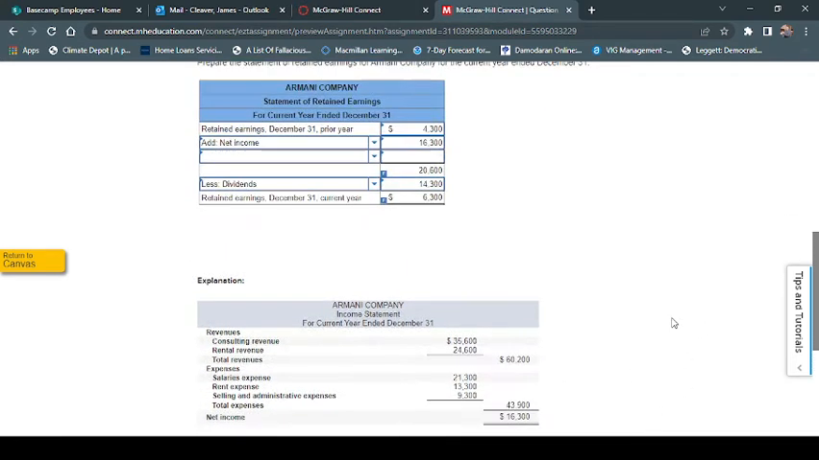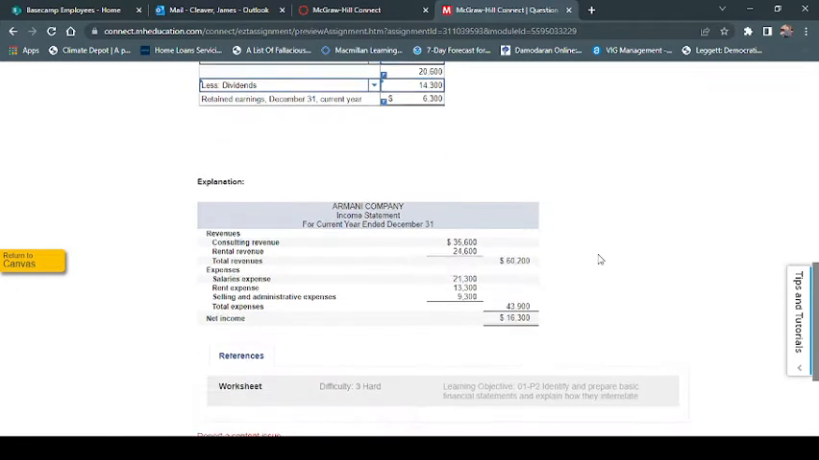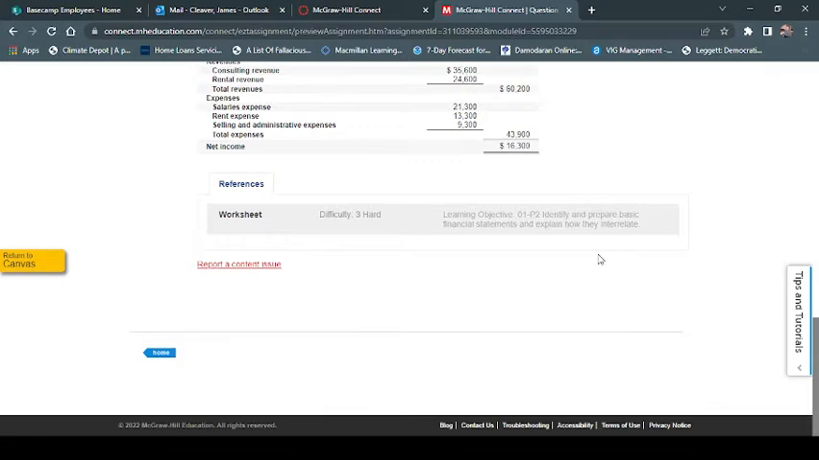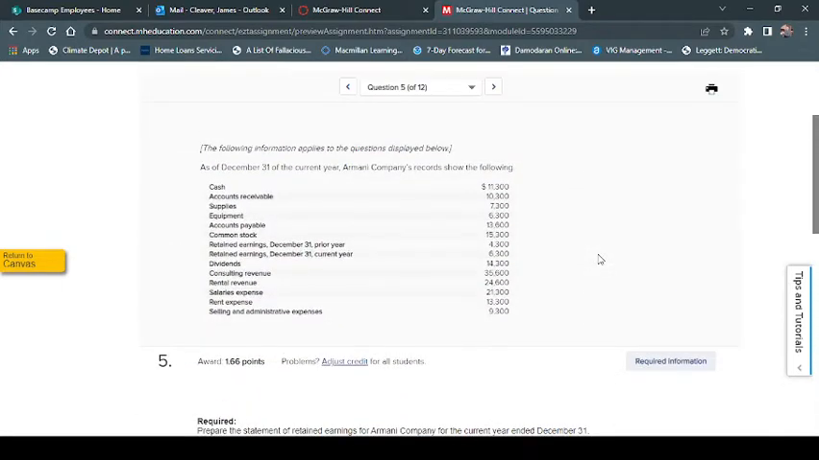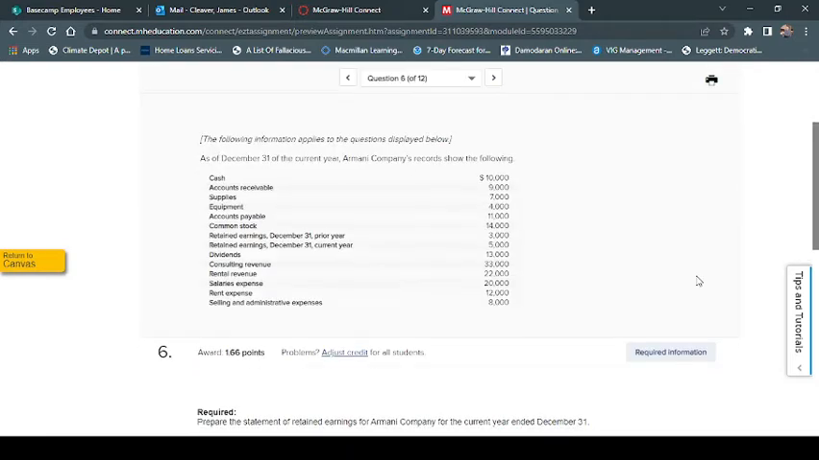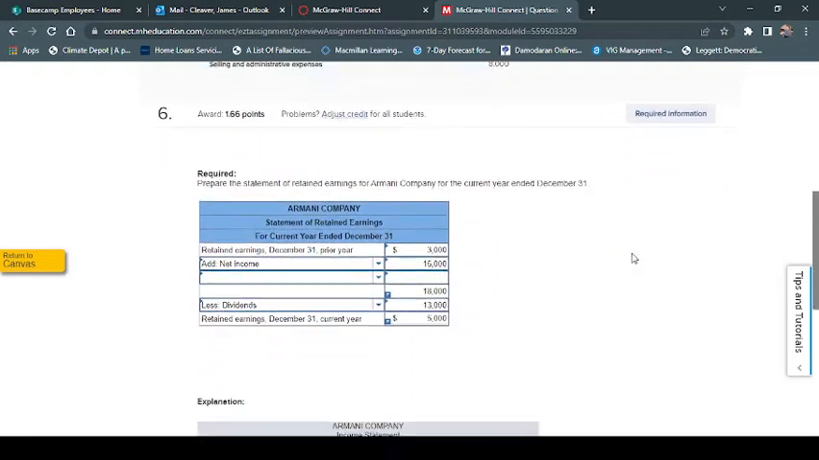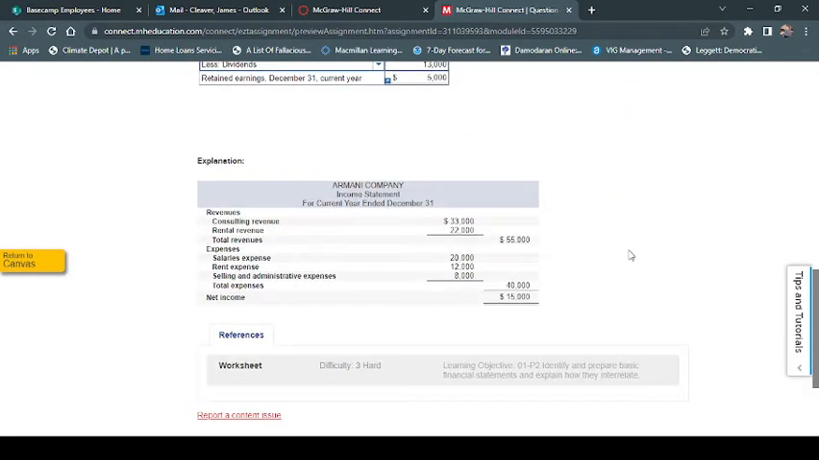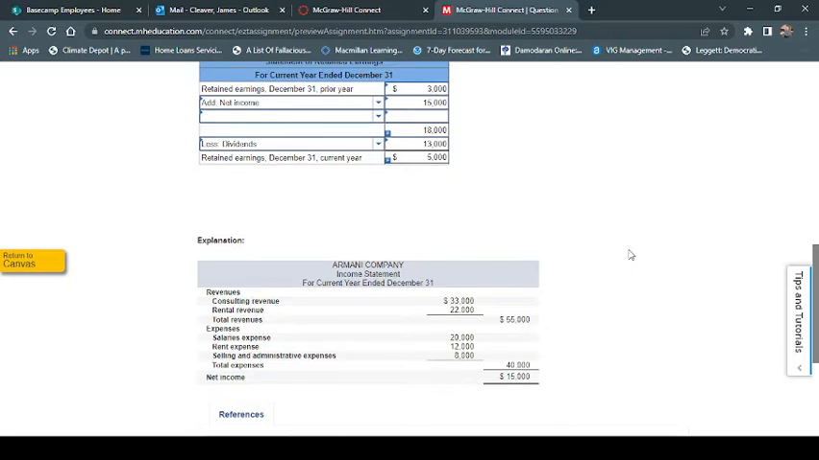Our net income is $16,300. So our retained earnings from the prior year, $4,300. And then we had some dividends. So our retained earnings for the following year is that amount. It's kind of a little more difficult, but I'll show you again how to do it. Here's number 6, same idea. And there's the solution there.